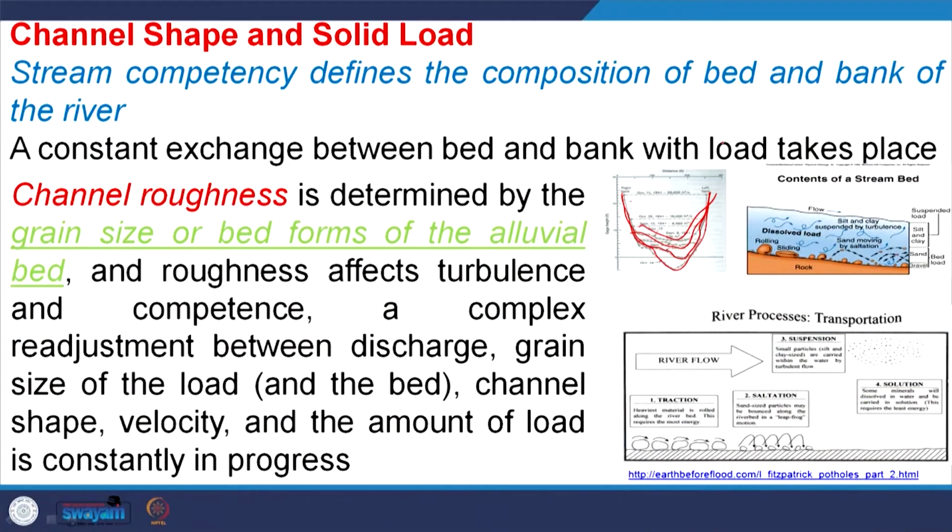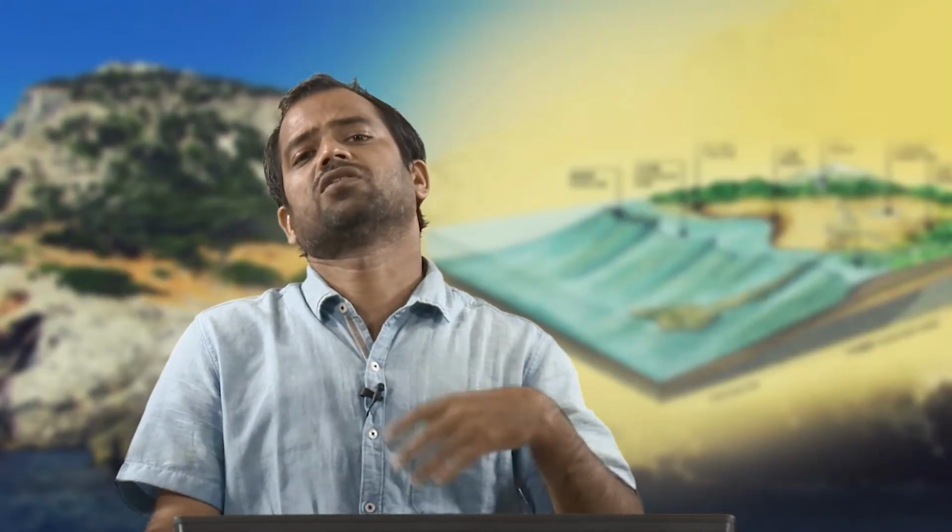And channel roughness is determined by the grain size or bed forms of this alluvial bed. So, channel roughness means how rough or how smooth the channel will be. Either the channel cross section will be symmetrical, or it is asymmetrical. So, all that depends upon the grain size or the bed forms of the alluvial bed. And roughness affects turbulence. Now, if it is a rough channel through which the river is transporting, the river will always be in a turbulent mode.